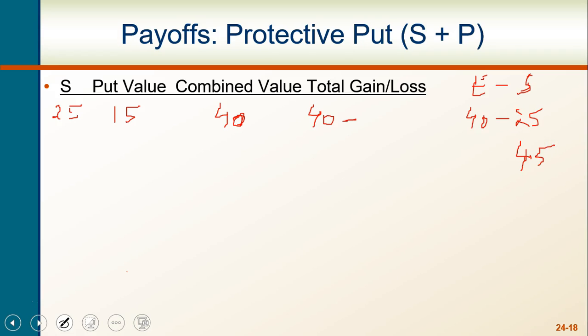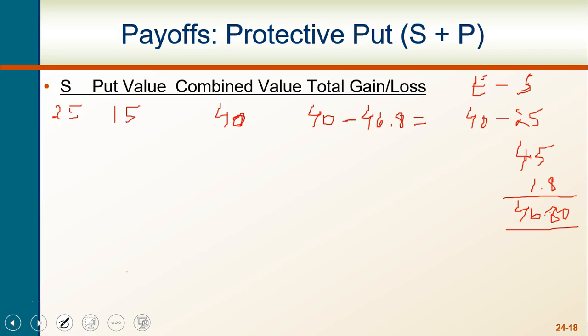And at the same time, we bought a put option on the same stock which cost us $1.80. You could rewind and see from the previous slide. So to set up the position, we spent $46.80. $46.80 was our expense. And the combined value of our position is $40. So the total gain or loss in this case would be 40 minus 46.8. And that would give us a loss of $6.80.